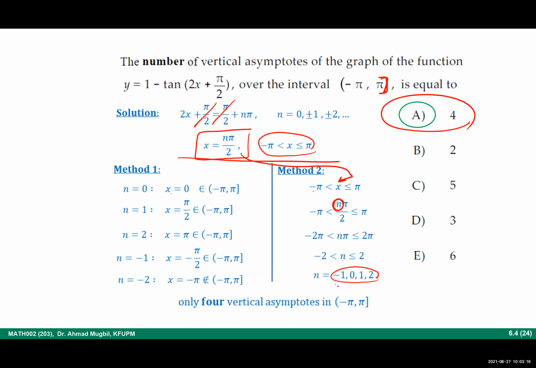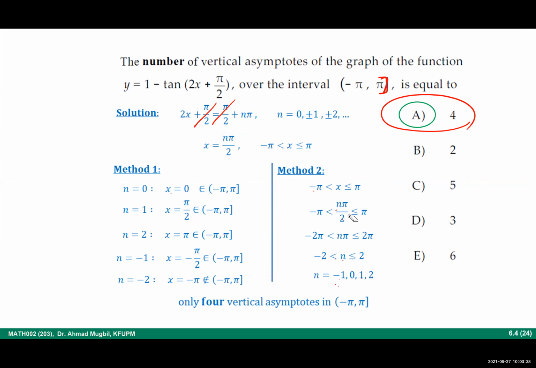These are not the vertical asymptotes. The vertical asymptotes are here. If you want to find them, you need to go back and substitute by n. This is very suitable when you want to know just the number. But if you need to find what they are exactly, this method is also better.